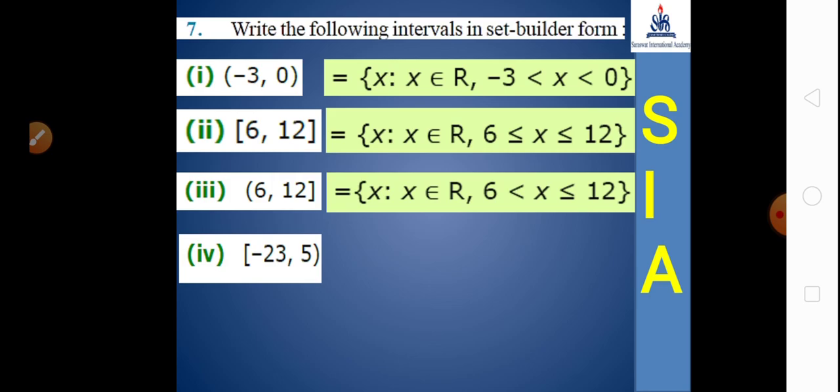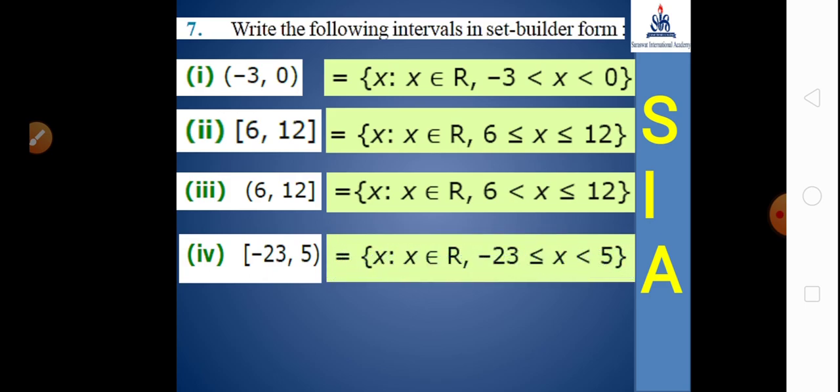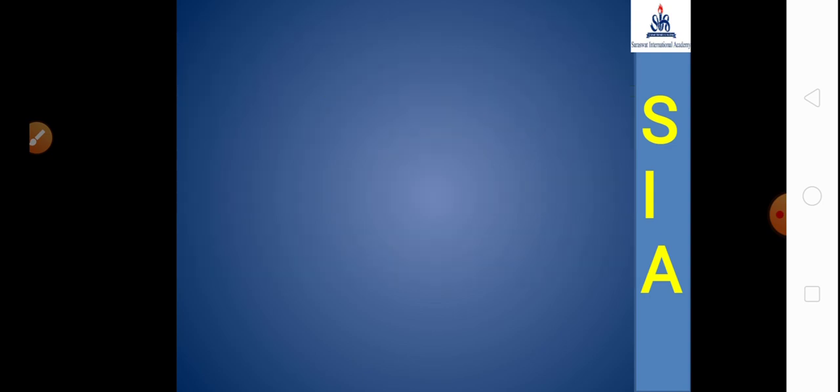And last, minus 23 is counted, but pi is not counted, because minus 23 is given in a close bracket and pi is given in an open bracket. So my answer is minus 23 less than or equal to x, but pi is an open bracket. It means only less than pi.